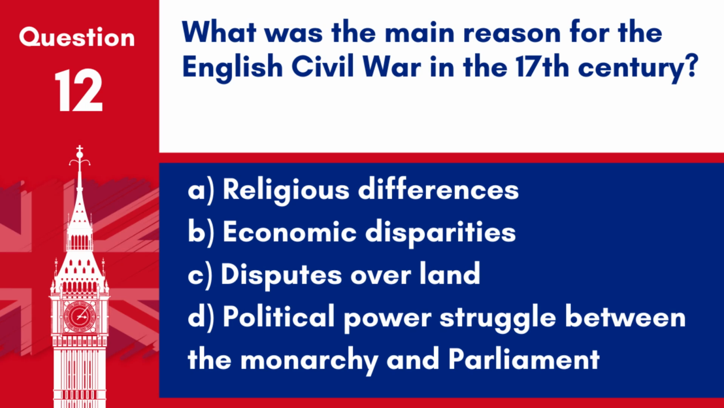Question 12. What was the main reason for the English Civil War in the 17th century? A. Religious differences. B. Economic disparities. C. Disputes over land. D. Political power struggle between the monarchy and Parliament. Answer: D. Political power struggle between the monarchy and Parliament. The main reason for the English Civil War was a political power struggle between the monarchy and Parliament.